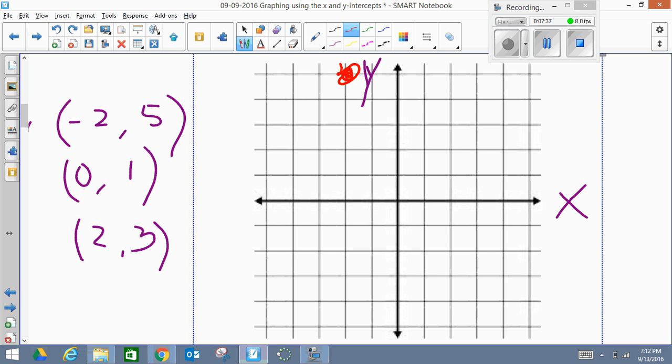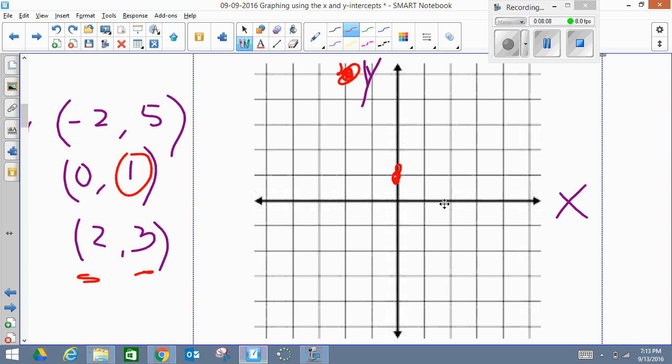Second point, 0, 1. I start at the origin, 0. That's x. 0 is nothing, so I don't move. And then I have 1 in the y. 1 is positive, so I start at the origin 0 and then 1 up. And that's my second point. Okay, the last point is 2, 3. I start at the origin, 2 as the x, so positive 2, 1, and 2.